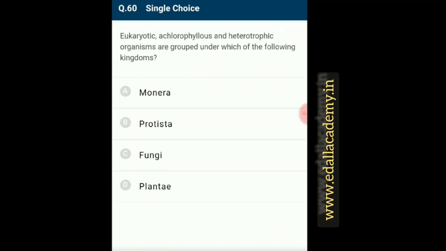Question number 60. Eukaryotic, achlorophyllous and heterotrophic organisms are grouped under which of the following kingdoms? Fungi form a unique group of heterotrophic organisms showing wide diversity. These organisms have a cell wall made up of chitin, unlike cellulose seen in plants. The commonly consumed mushroom and toadstool are included in this kingdom. These organisms are achlorophyllous as they are all non-photosynthetic. So the answer for this question is option C, fungi.